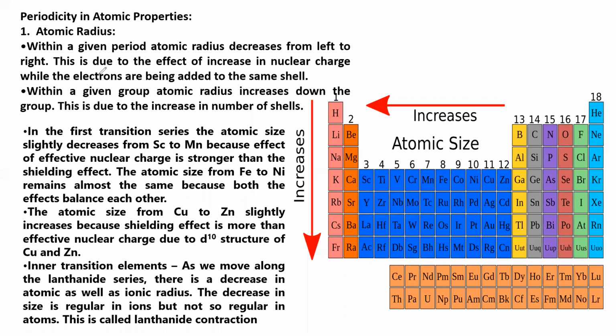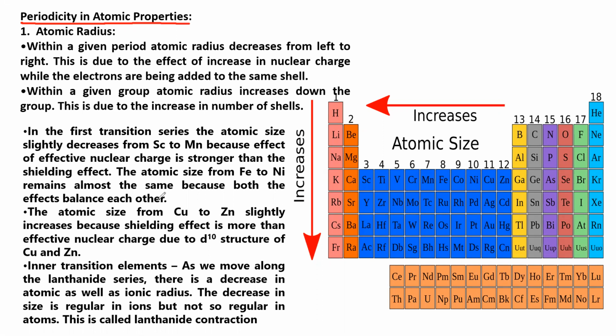So what periodicity in properties means, we have already seen in Mendeleev's periodic table or modern periodic table. So the modern periodic law states that the physical and chemical properties of all the elements are periodic functions of their atomic numbers and electronic configurations. So periodicity means what? At regular intervals, they are repeating their properties. So that is called periodicity in atomic properties. And what are the atomic properties we have? First, we have atomic radius.